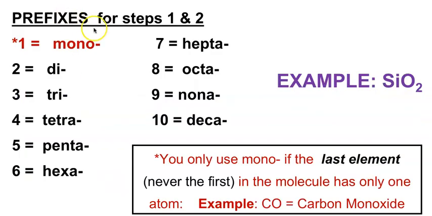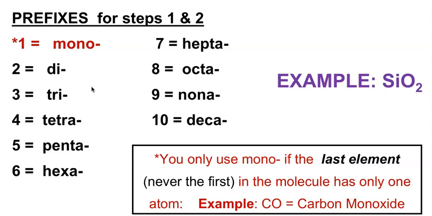Here are our prefixes for steps 1 and 2. So first one is mono. 2, we're going to use the prefix di. 3, we're going to use the prefix tri. 4 is tetra. Think about like the game Tetris, if any of you remember what that is. 5, we're going to use penta, like a pentagon. 6, hexa. 7 is hepta. 8 is octa. 9 is nona.